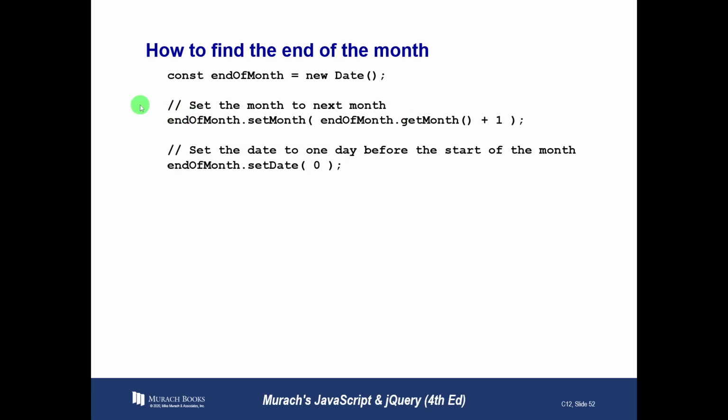How to find the end of a month. Create a new date. We're going to call it end of month. Set the month to next month. So we're going to take the end of month, our current date that we did right here. We're going to get the month, and we're going to add 1 to it. And we're going to reset our month to that. Set the date to 1 day before the start of the month. So end of month, set the date to 0. Pretty simple. Add 1 to today's month, and then set the date to 0, which would be the first of next month.